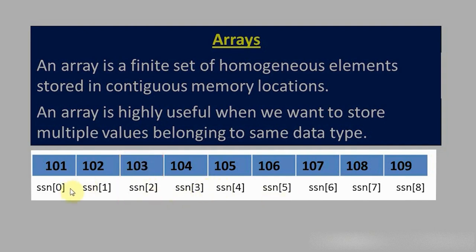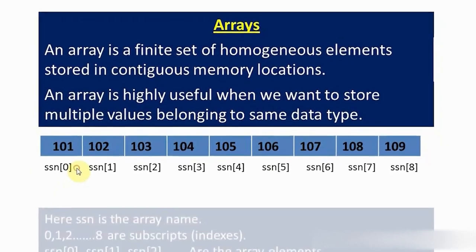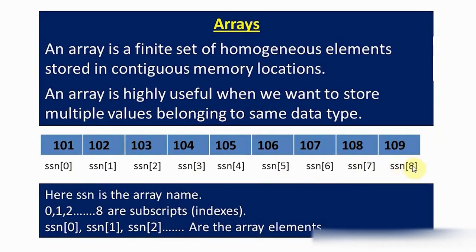Because in this example I have shown that subscript starts from 0, the last subscript is 8, hence the total number of elements is 9. Now, as I have explained to you already, here SSN is the array name. 0, 1, 2, 3, 4, 5 till 8 are subscripts. In some languages they are also called indexes. And SSN0, SSN1, SSN2, they are the array elements.